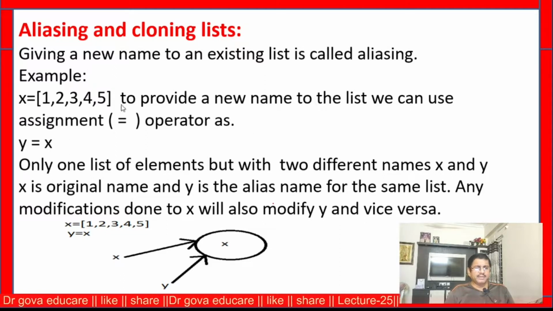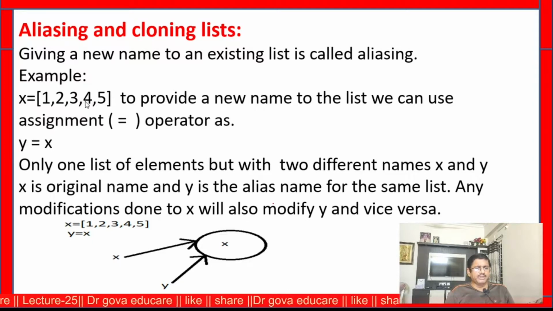Now in the list, we use the assignment operator. For example, x is equal to 1, 2, 3, 4, 5. To provide a new name to the list, we can use the assignment operator: y is equal to x. Now x is copied to y. Here y is an alias of x. It is the same one object, 1, 2, 3, 4, 5.